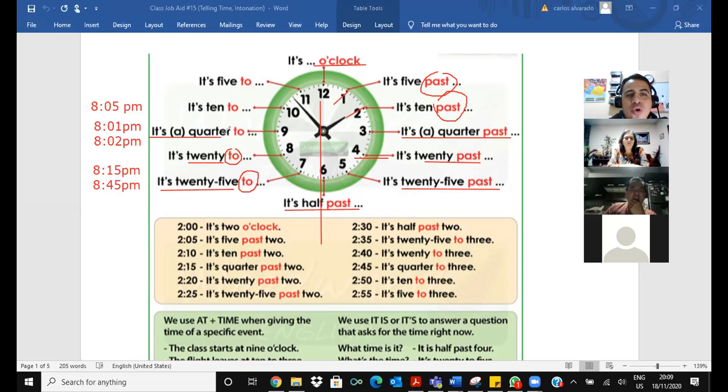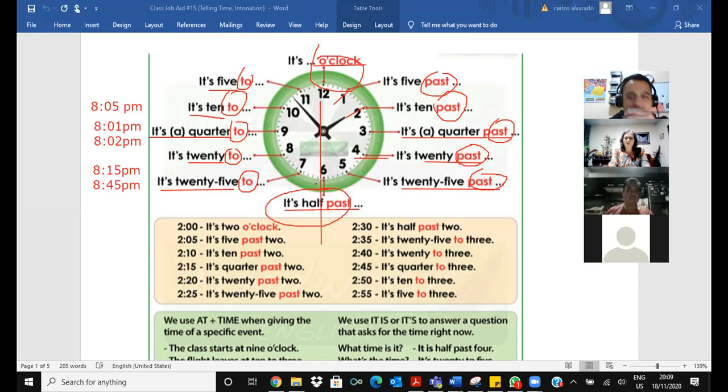25 to 1 o'clock. Okay. A quarter. It's a quarter to. 10 to. 5 to. Very good, right? So acá tenemos to. Y acá en este lado, past. Okay. Y en medio, bueno, si llegamos arriba, o'clock. Si llegamos o'clock a la mitad, half past. Okay.